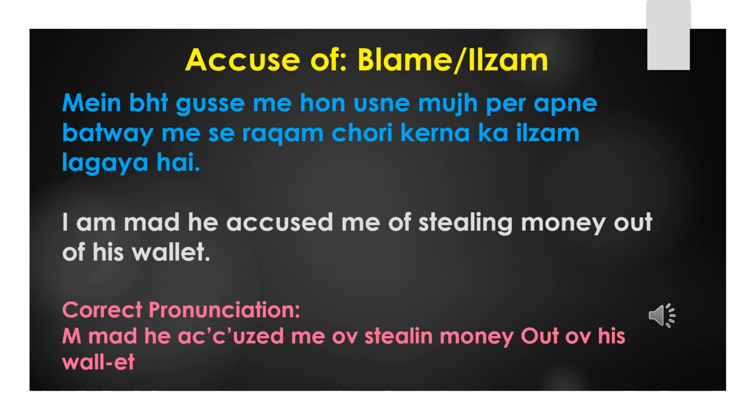And let's examine pronunciation. So I am जो है वो बन जाएगा, like am. I'm mad. He accused में C जो है वो again उसमें ख की आवाज आएगी जैसे कि accused. Me of में जो F है वो V बन जाएगा and stealing का G silent हो जाएगा और of में वी आ जाएगा। तो इसकी प्रोनाउंसिएशन कुछ ऐसी होगी, I'm mad he accused me of stealing money out of his wallet.